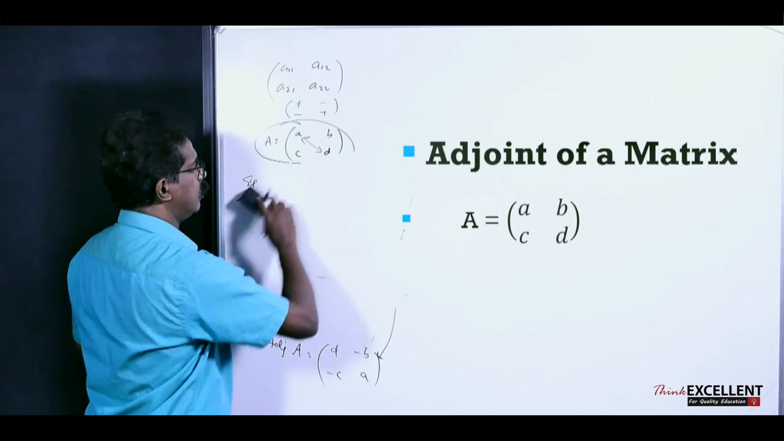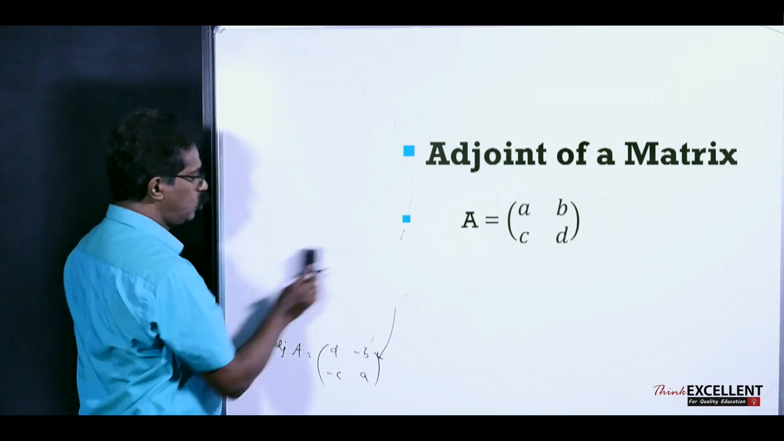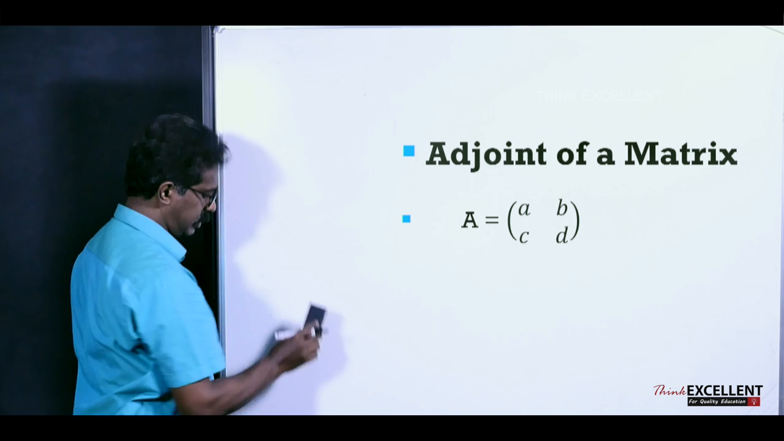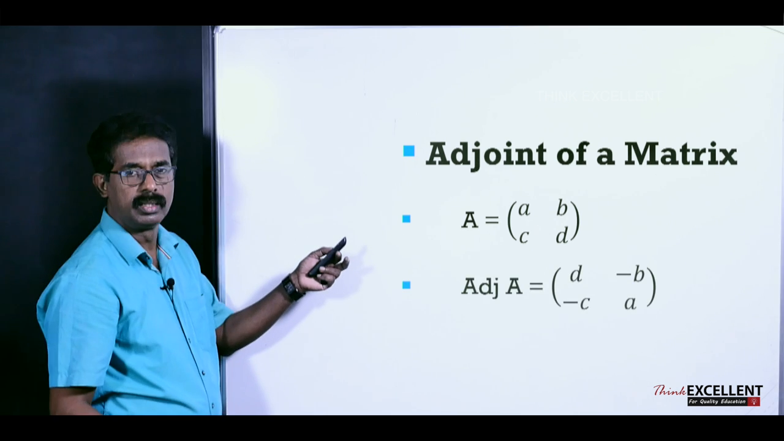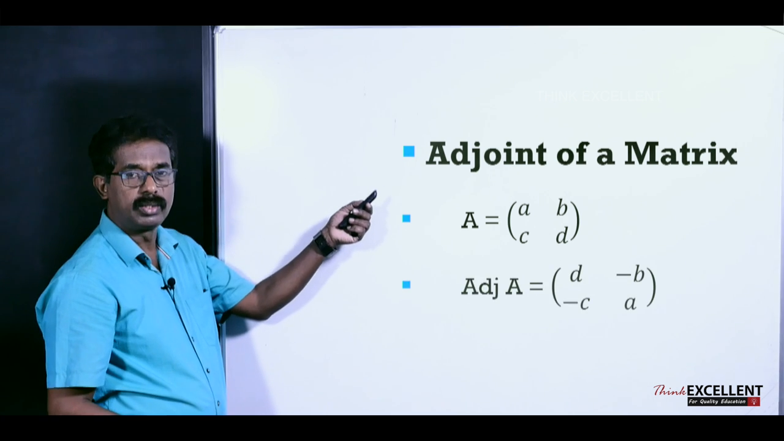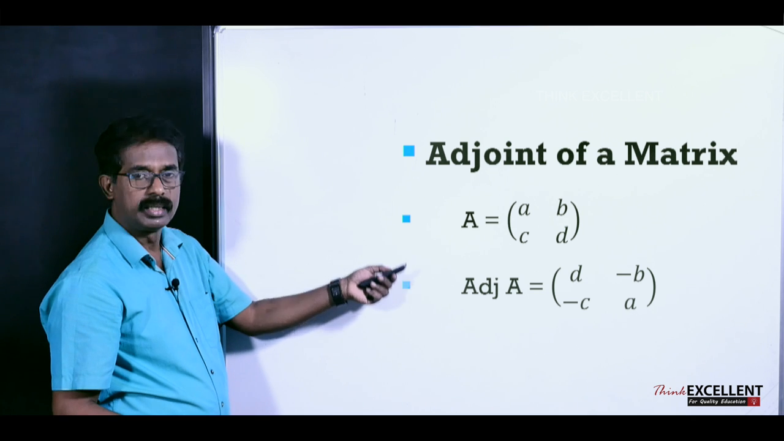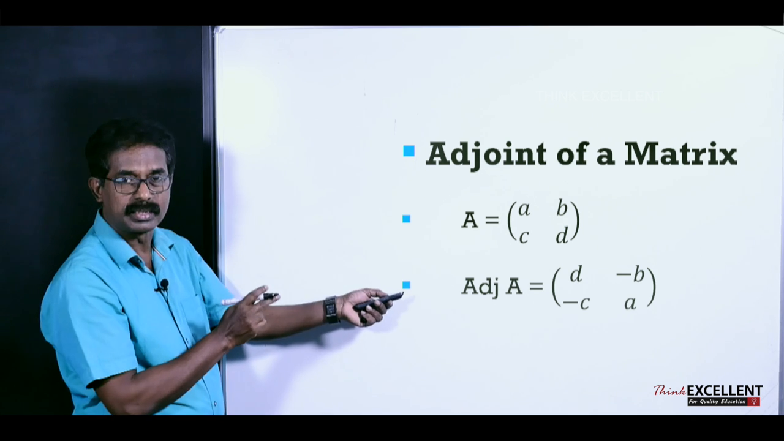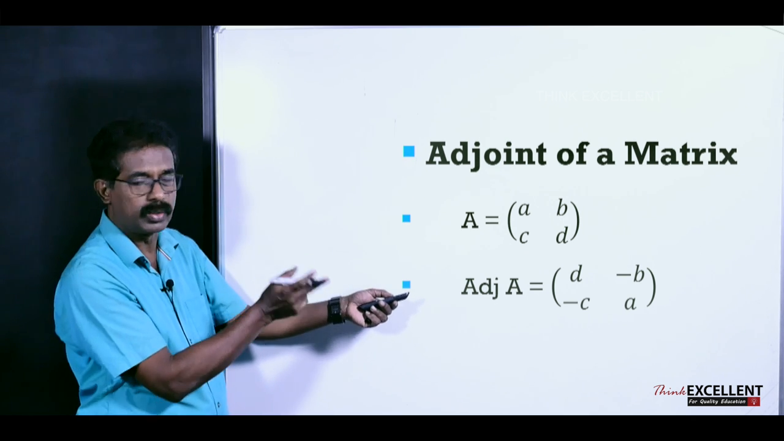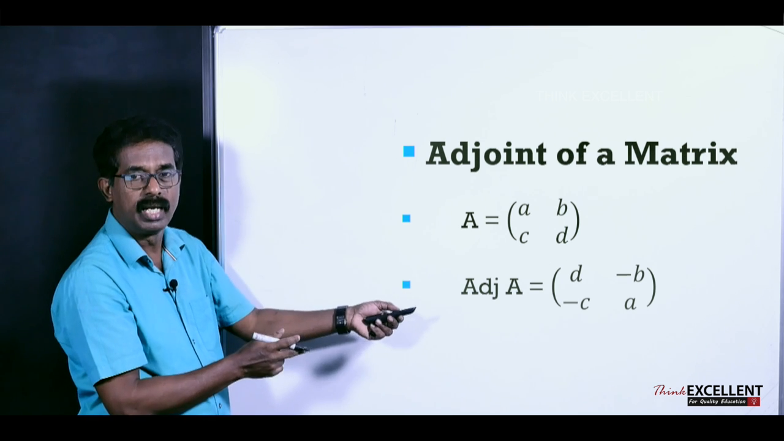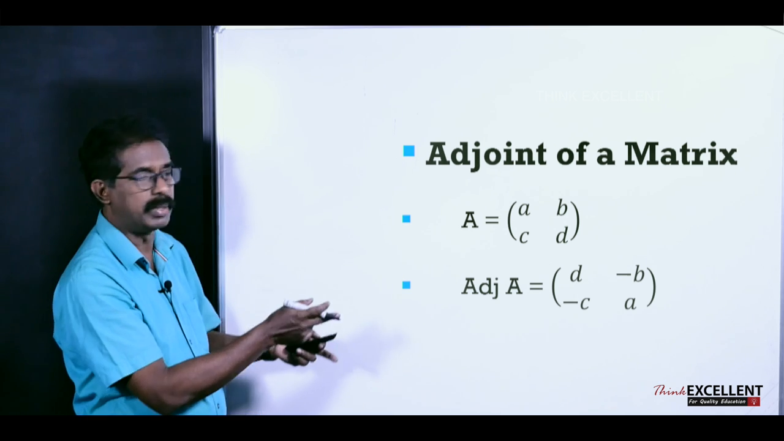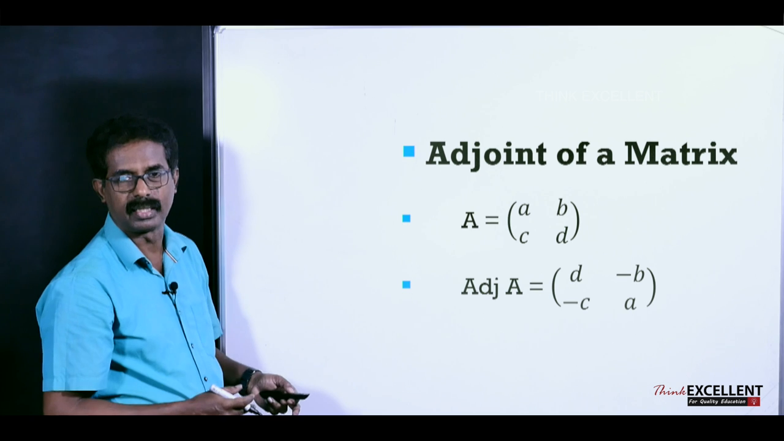So like this, you can write the adjoint of a 2 by 2 very easily. Okay, see this one. If A is equal to [A, B; C, D], then adjoint A is given by the two changes. Can you see that? A, D, you write D, A: principal diagonal interchange, and the other two elements change the sign, right? B becomes minus B, C becomes minus C. Like that you can do it.